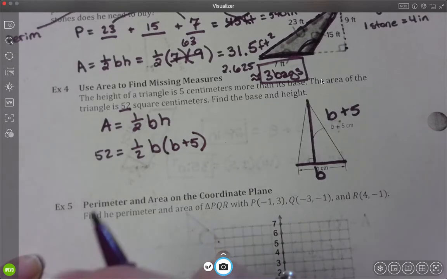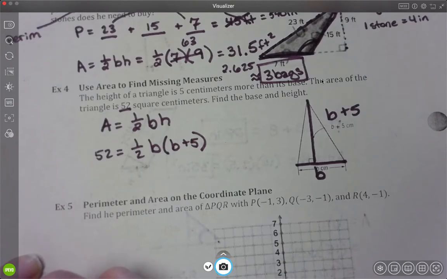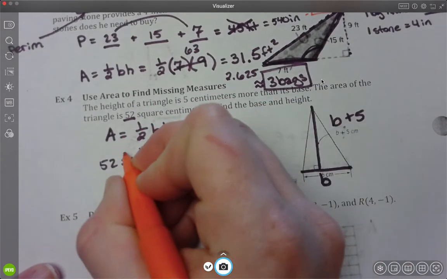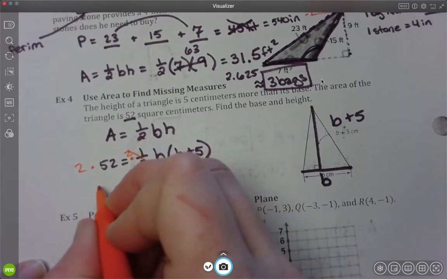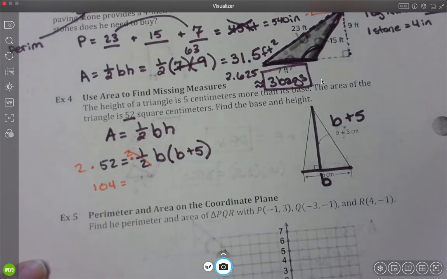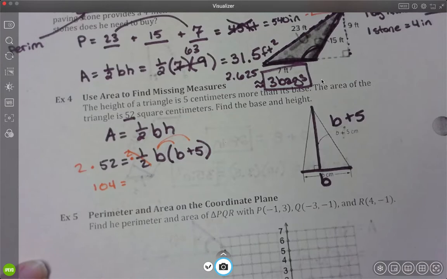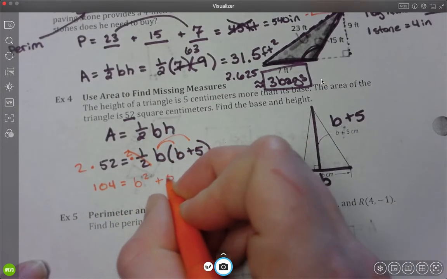All right, now, let's see. What do I want to do? I'm going to multiply this by 2 to get that 1/2 to go away. Let's just get rid of the 1/2 to start with. So 2 times 52 is 104. Now you wouldn't have had to do it this way, but that's okay. Let's just go ahead and get rid of the 1/2. And then this B, I can distribute through. So I have B squared plus 5B is what it will look like.